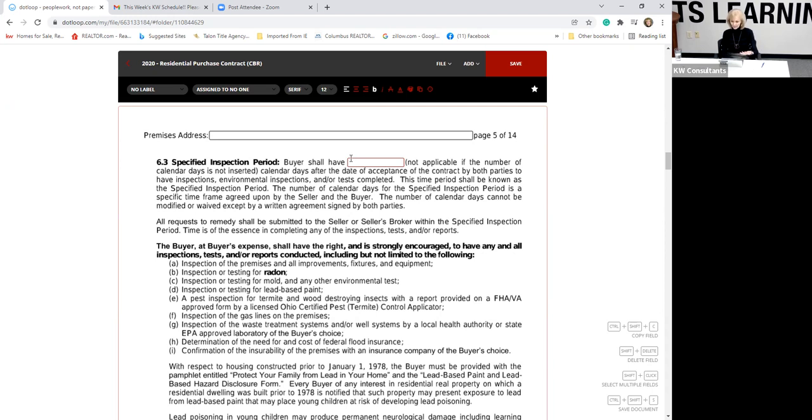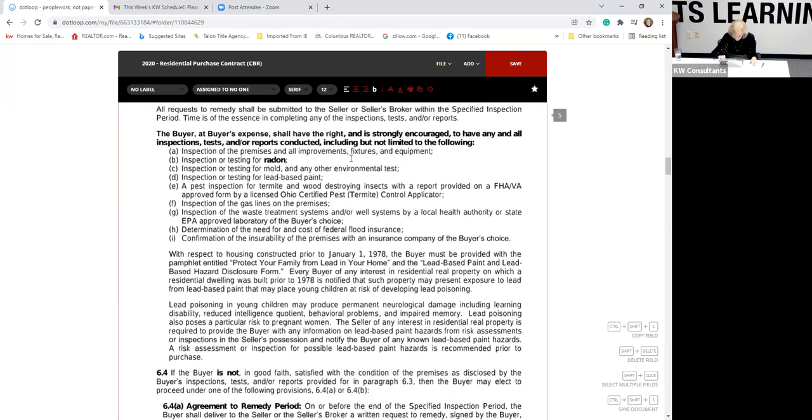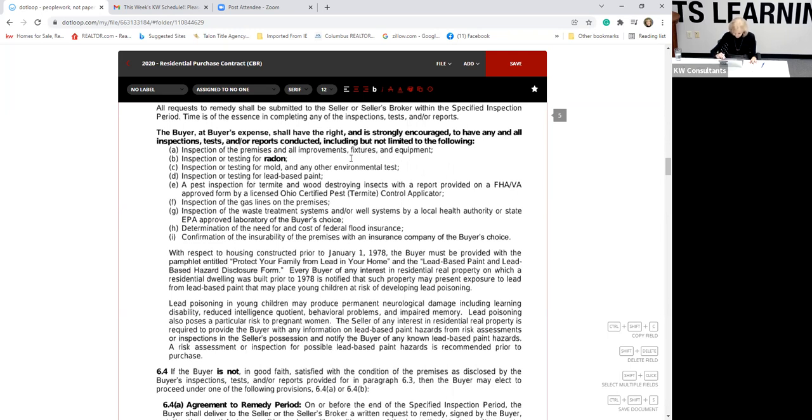Within that 10 days, you have to have the inspection done. If you're going to have a country property with a well and septic, you have to make sure they can get these things done in 10 days, because if we haven't done it by the 11th day, then yeah. So anyway, the buyer says what all he can have done, and again, you really need to explain to your buyer what all this means.